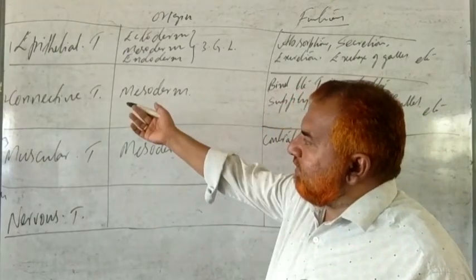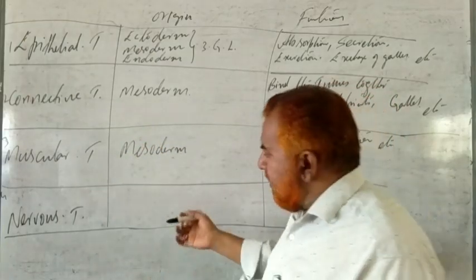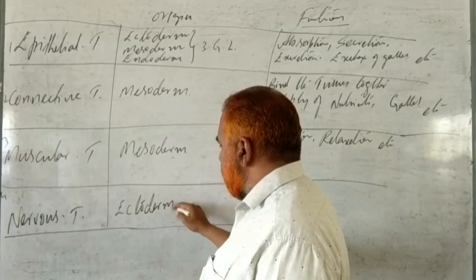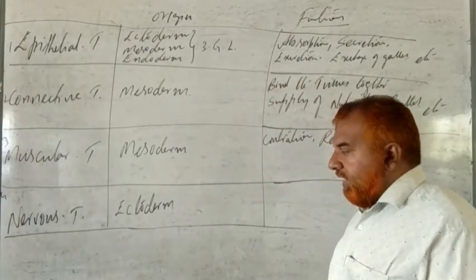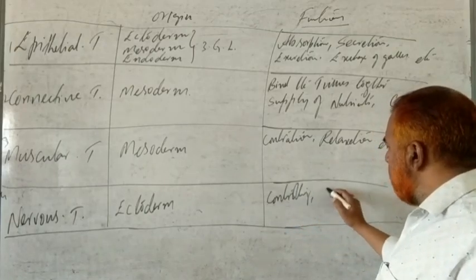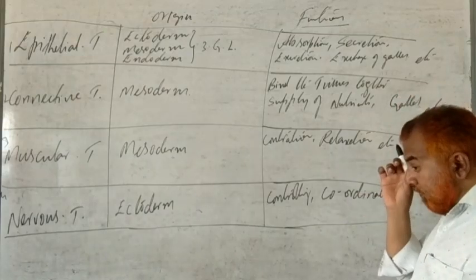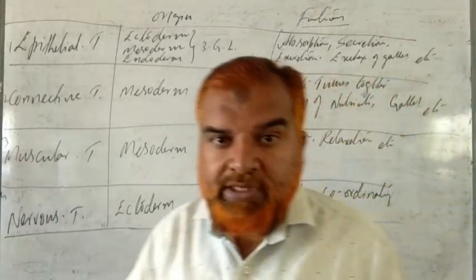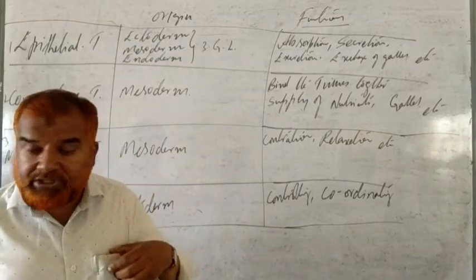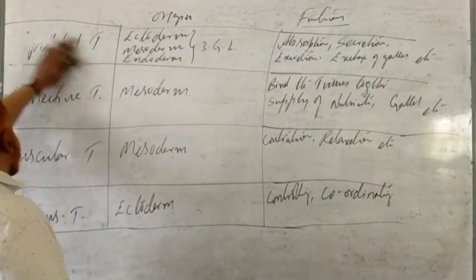There are different types of connective tissue, different types of muscular tissue, different types of nervous tissue. We will talk about that. Nervous tissue originates from ectoderm. Clear? And its functions are controlling, coordinating, communicating. Fine, clear? These are the major functions of what tissue? Nervous tissue. Apart from this, now we will see epithelial tissue.